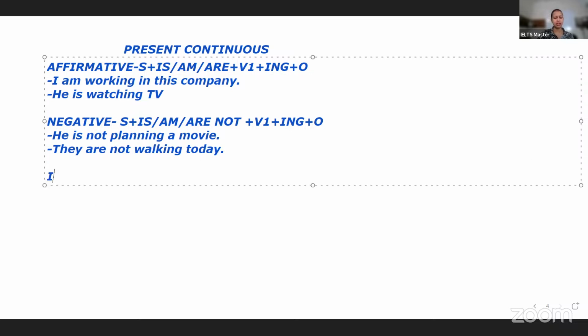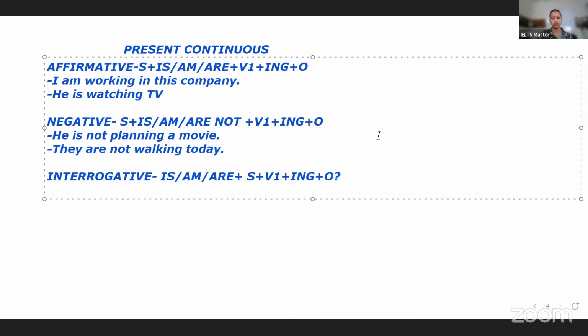If it is the interrogative form, you could say is or are in front, subject plus gerund plus object. With a question mark, you could write is Rahul going for a movie?